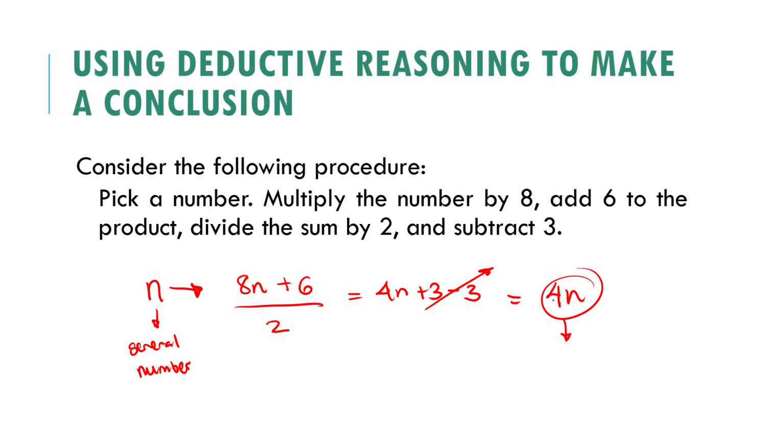Therefore, using deductive reasoning, we have proved that the conjecture that we had earlier is correct, right? And our conclusion here using deductive reasoning is the same: the original number gets multiplied by 4 after doing the procedure. Okay? Same procedure, same conclusion, but a different type of reasoning to come up with the conclusion that we have: inductive reasoning and deductive reasoning.